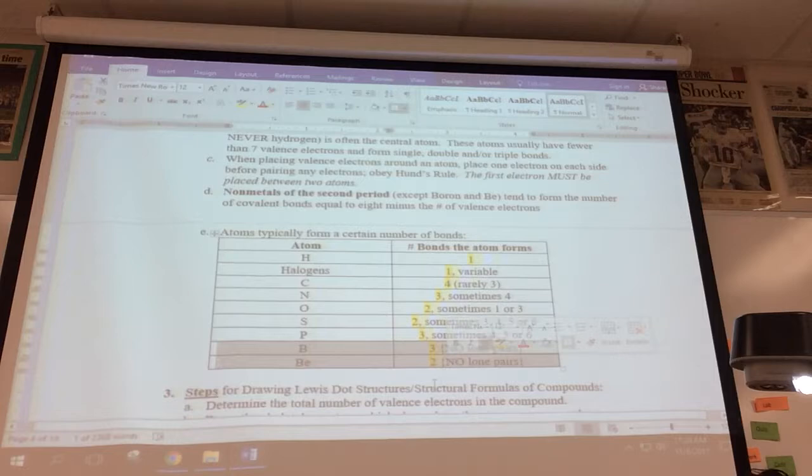Now boron and beryllium are a little bit different. Boron's going to form 3 bonds, no lone pairs. Beryllium will form 2 bonds, no lone pairs. You won't see very much with beryllium. You'll see a little bit with boron.